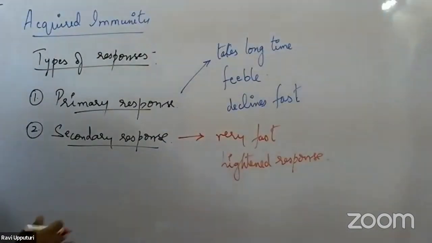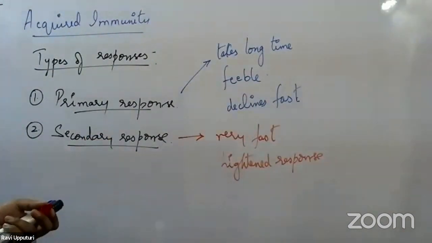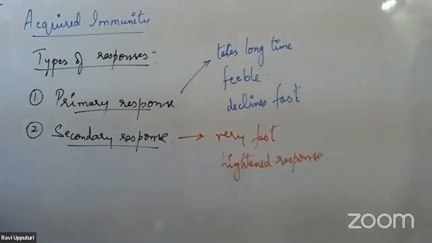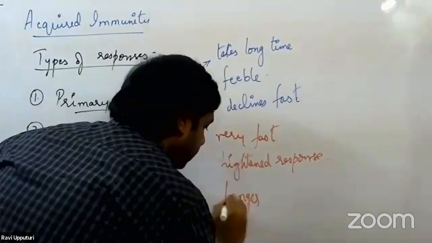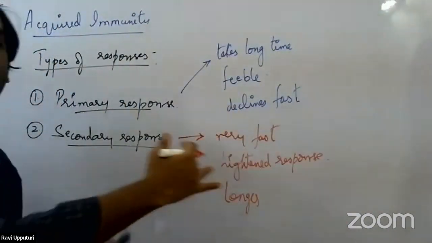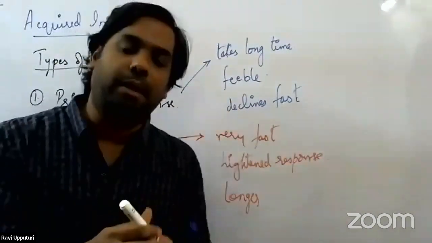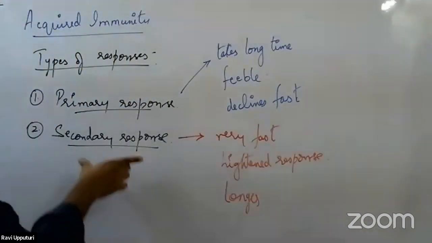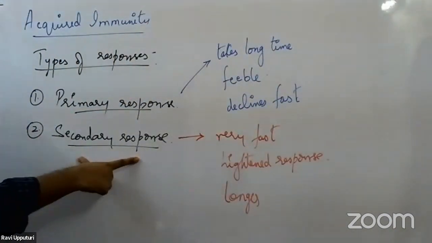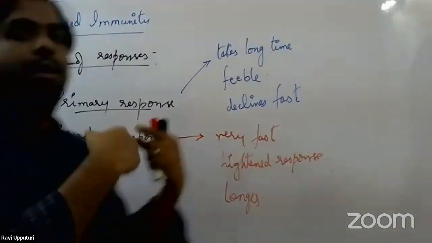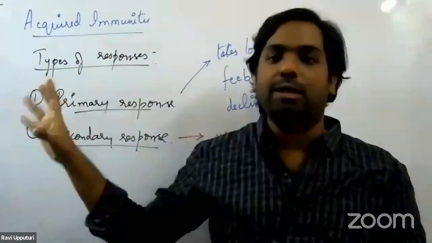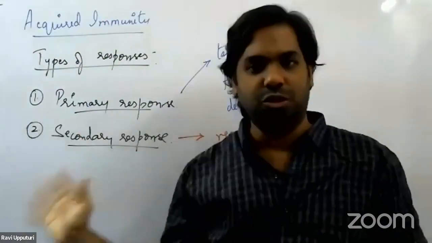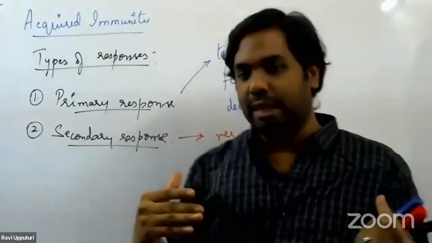And it usually remains for a long period of time. It is said to be much longer, sometimes years together, or sometimes even up to the lifetime of that particular person also. Such type of immune response we call a secondary immune response. So the secondary immune response is completely dependent on the memory part of the acquired immune system. It is because of the memory cells.